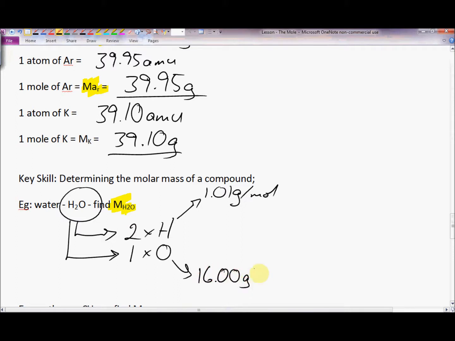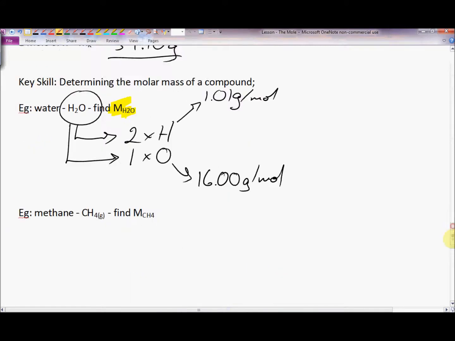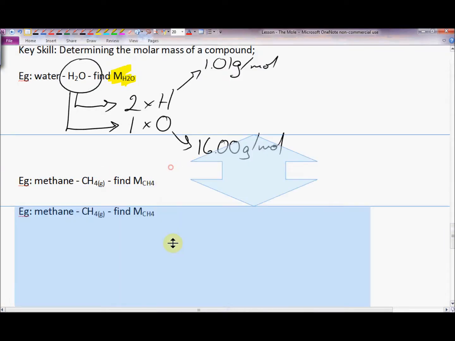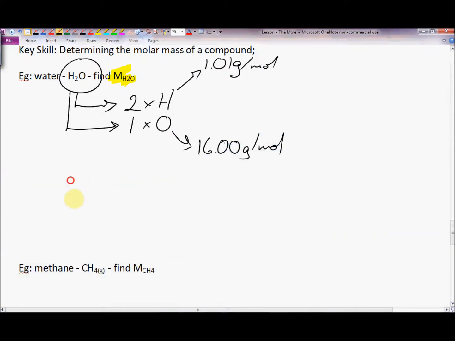So therefore, put them all together, and give myself a little more space here. The molar mass of H2O, water, is going to be basically 2 times 1.01 grams per mole plus the molar mass of oxygen, 16.00 grams per mole.